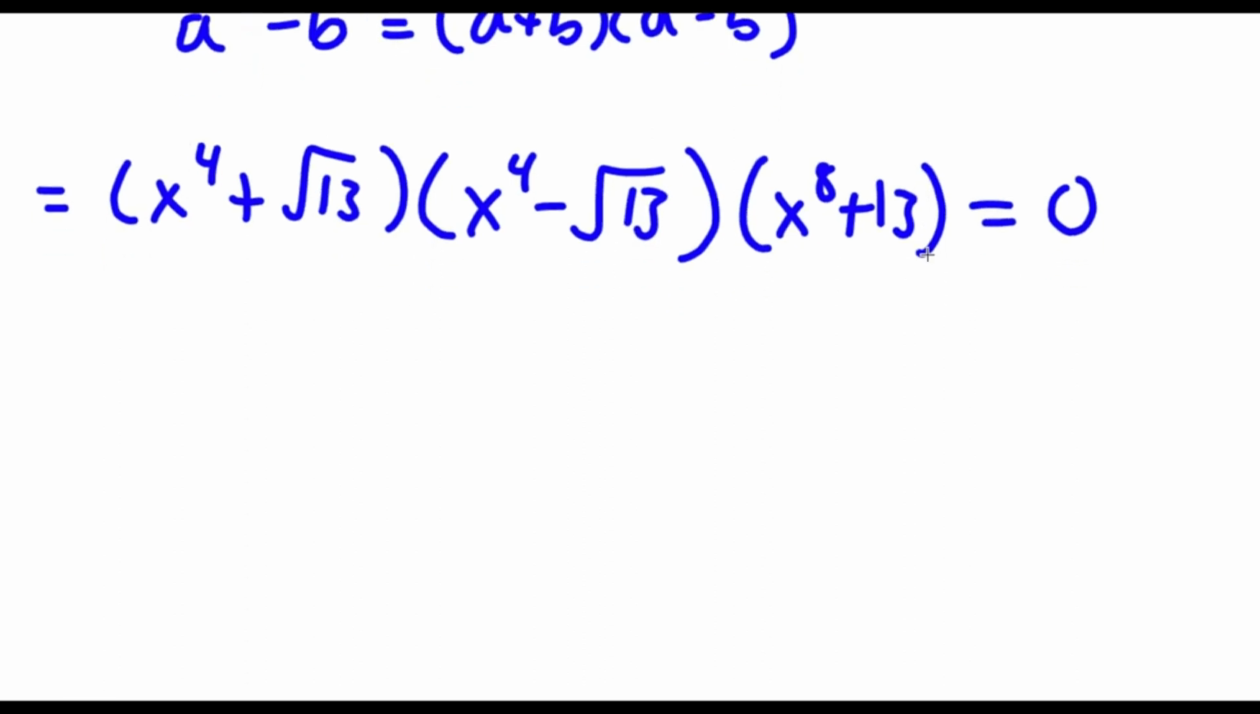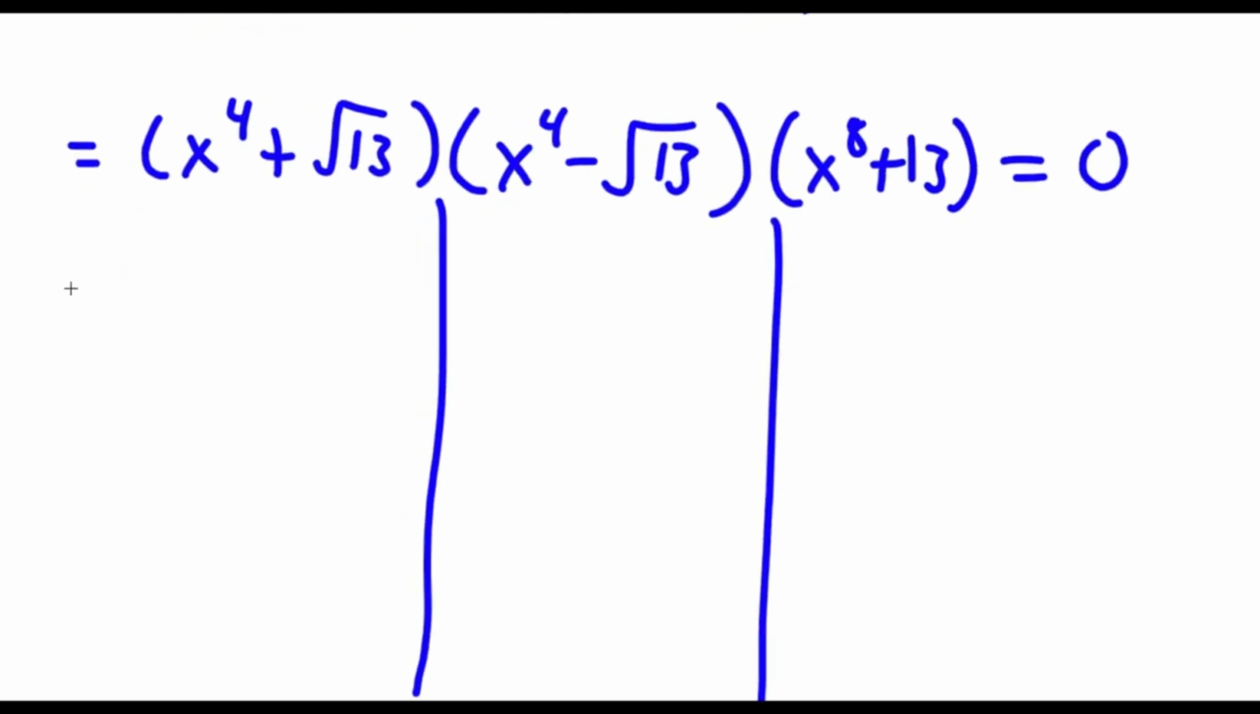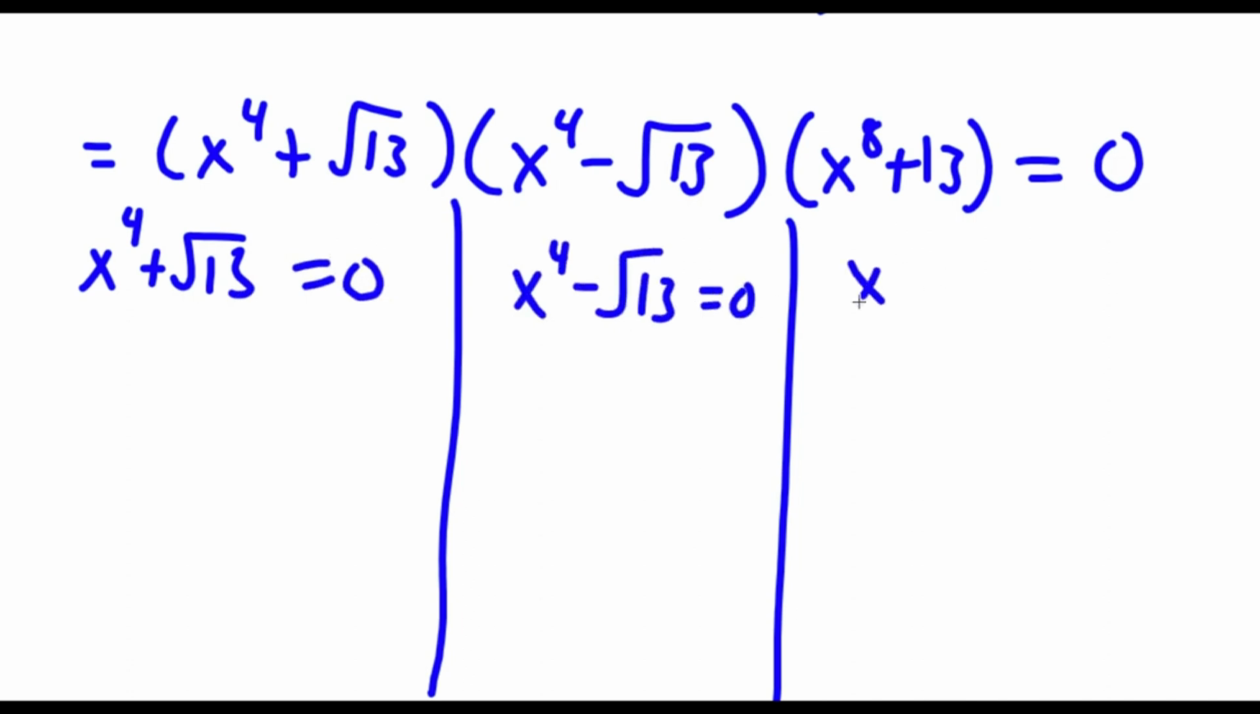So now I have three equations here. I have x to the power of 4 plus the square root of 13 is equal to 0. I have x to the power of 4 minus the square root of 13 is equal to 0. And I have x to the power of 8 plus 13 is equal to 0.